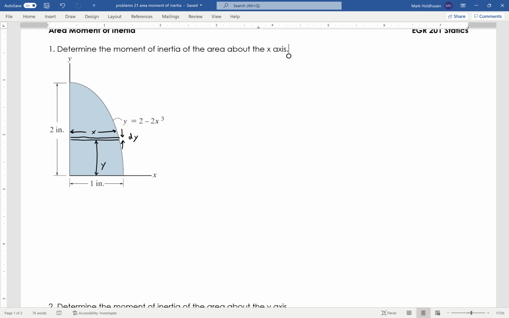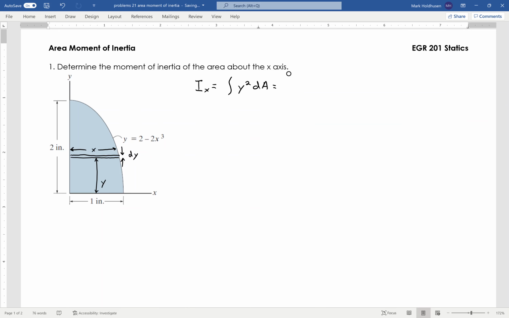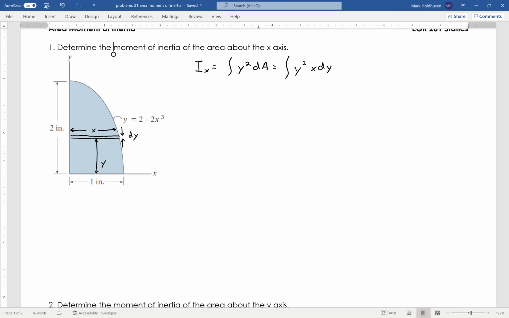So the equation that we use for the moment of inertia about the x-axis is the integral of y squared dA, okay, where dA is equal to the length times width of my strip, which is just going to be x times dy. Now, again, the problem here is I need to get everything in terms of y because I'm going to integrate with respect to y.